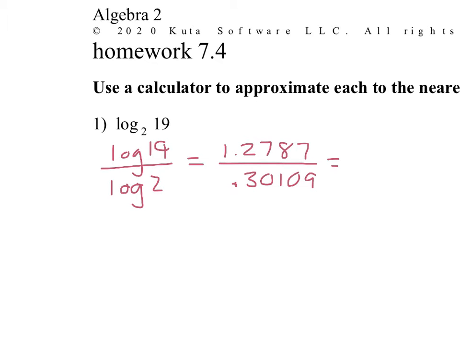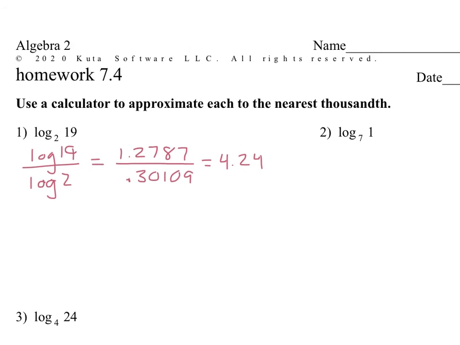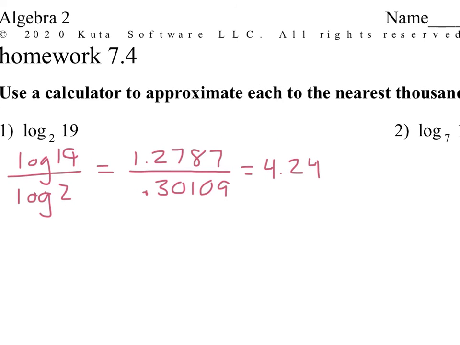So now we just divide 1.2787 divided by 0.30109, and we get 4.24. It says to the nearest thousandth, so I guess that's 3 decimal places, so 4.241. That's our answer for number 1.